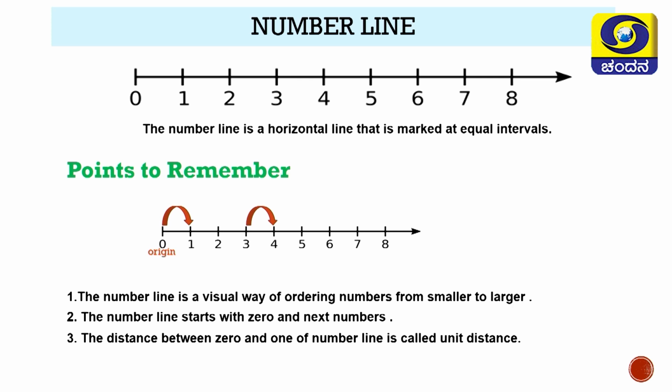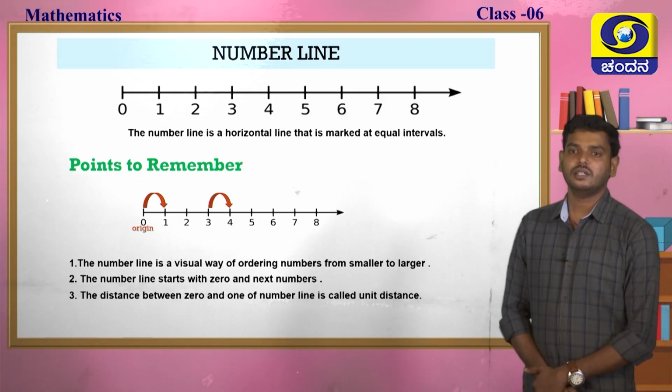Is it correct, children? You can see the arrows which I have already marked. So that particular distance, and the distance between 2 to 3 and even 3 to 4 etc., are called unit distance.